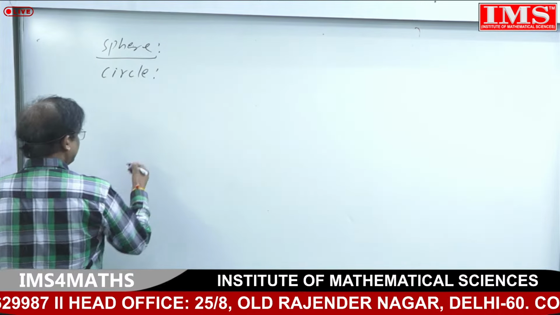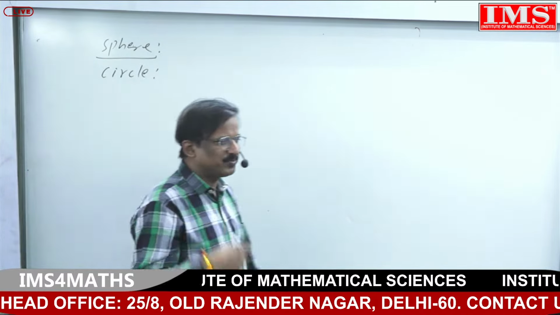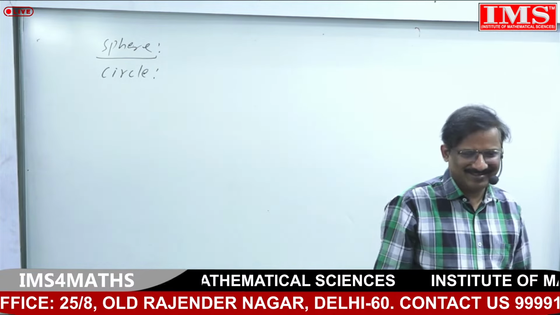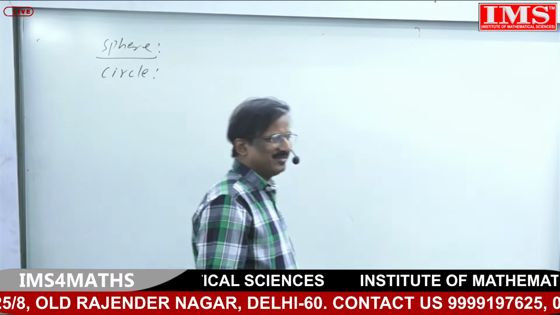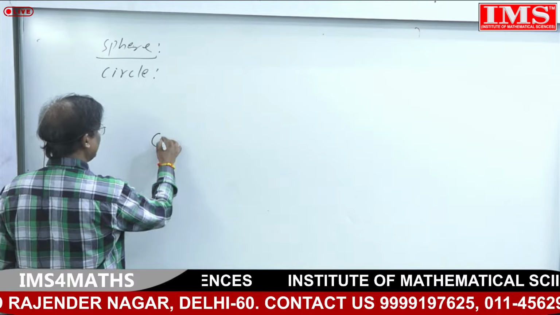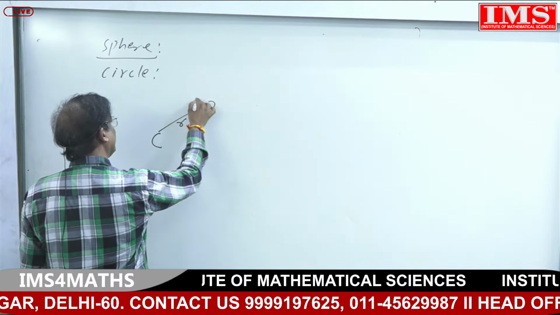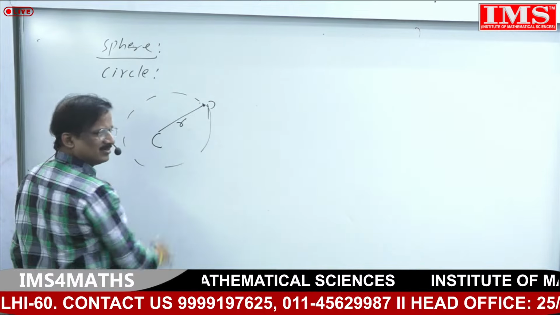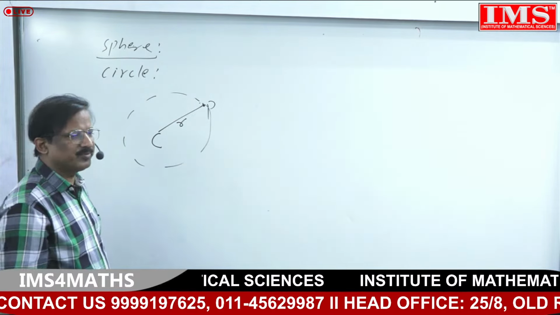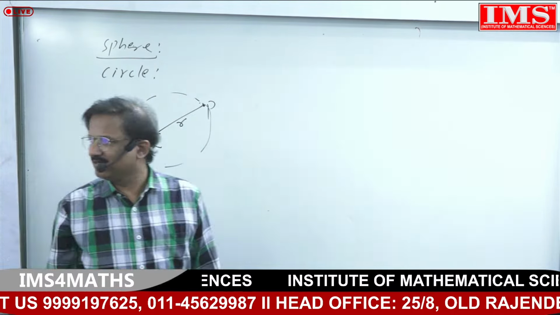Well, I just told somewhere, sphere is nothing but a locus. Because from a fixed point, with a fixed distance, you have a variable point. Right? It creates a word. Sphere in 3D, circle in 2D.